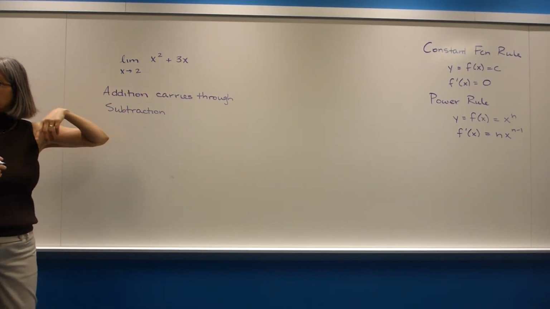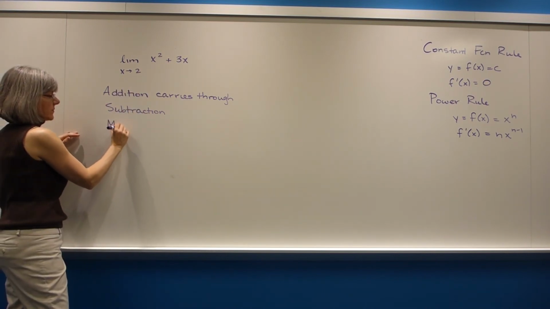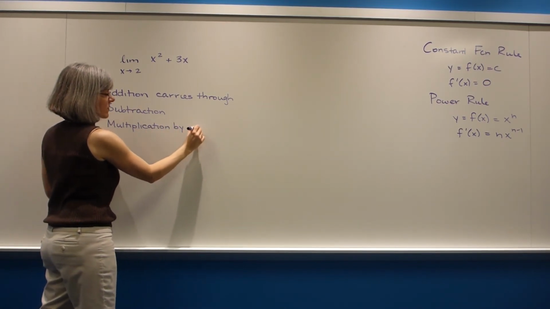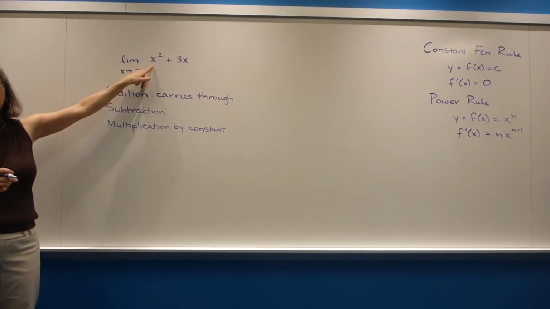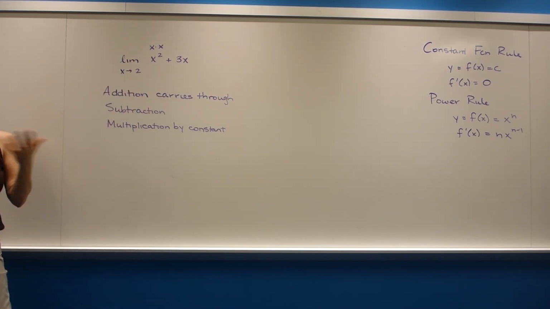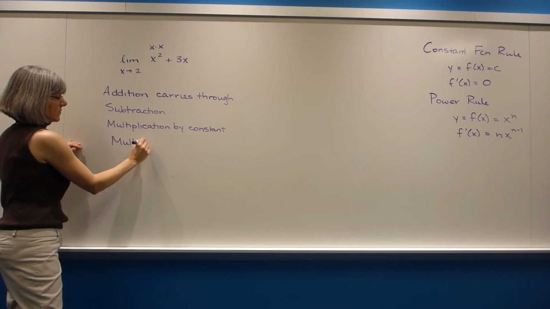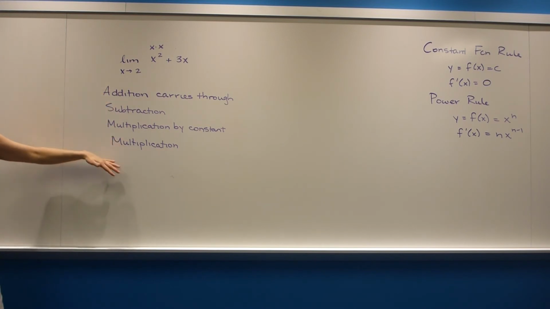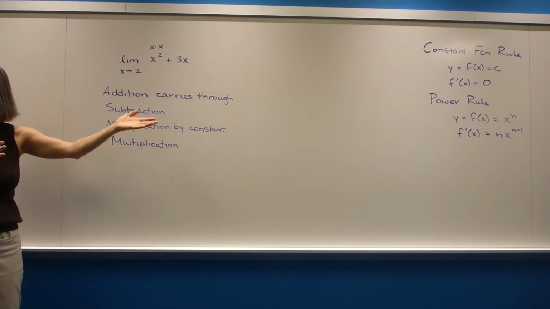This 3 on the front of the x, is that a problem? Or do I just multiply the 3 times the 2, right? Multiplication by a constant carries through. X squared is really x times x. Is that a problem? So really any multiplication carries through. These are all things that you can do that just carry through. You just keep right on going.